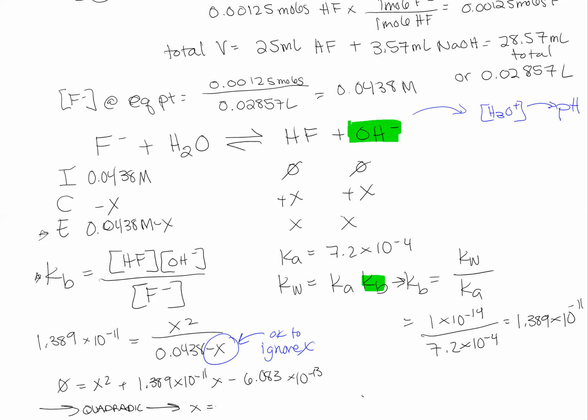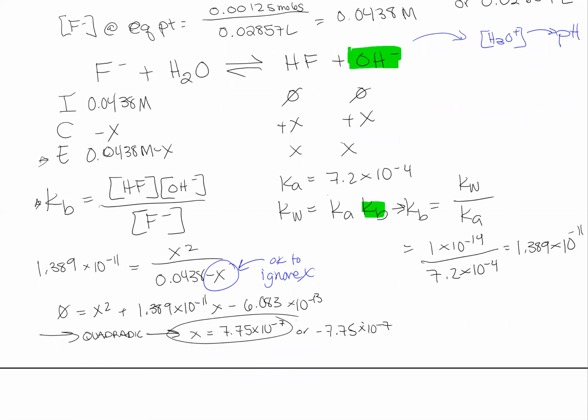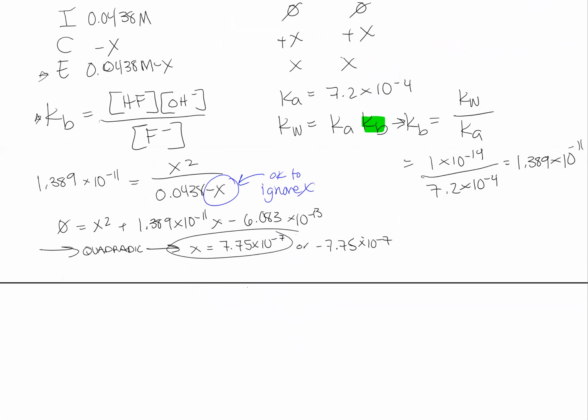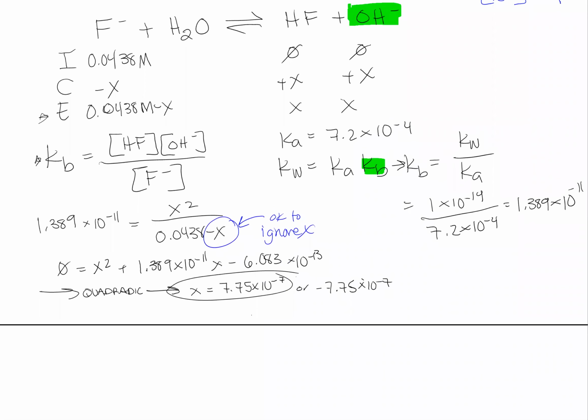When I solve using the quadratic, I get two possible values for x. I get 7.75 times 10 to the negative 7, or negative 7.75 times 10 to the negative 7. So I'll go with the positive value. That is going to be equal to my concentration of hydroxide ion and hydrofluoric acid at equilibrium, because that hydroxide ion concentration is x.